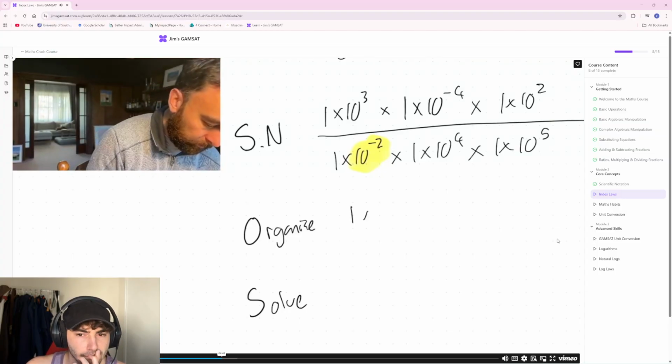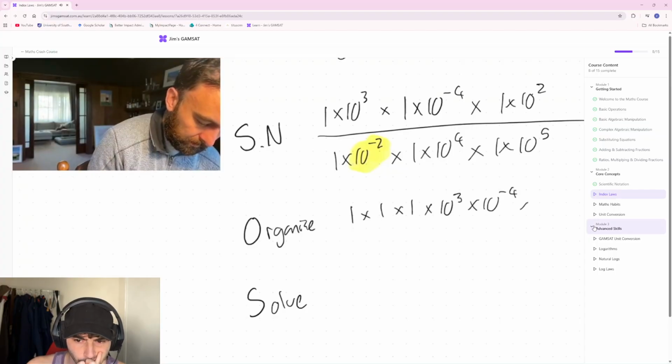So what this organized step would look like is 1 times 1 times 1 times 10 to the 3 times 10 to the minus 4 times 10 to the 2.